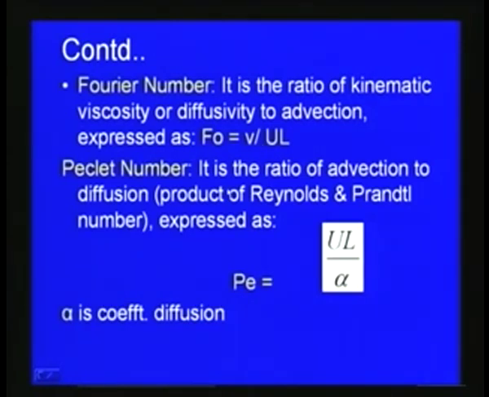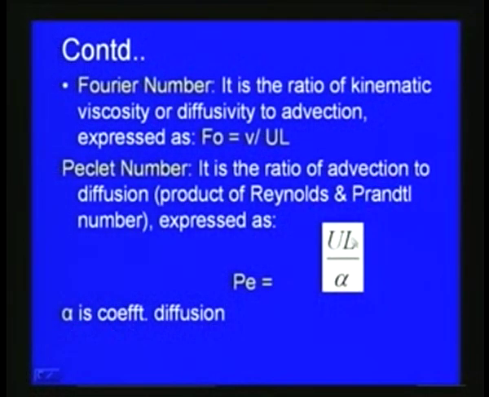And then another important number is called the Peclet number. The Peclet number deals with cases where advection is also important. It is the ratio of advection to diffusion effect, and is actually the product of the Reynolds and Prandtl numbers. The Peclet number is defined as Pe is equal to UL by alpha, where U is the velocity, L is the characteristic length, and alpha is the coefficient of diffusion. This number is very important, especially when we do numerical modeling, wherever there is a transport equation, for transport of various particles or contaminants or concentration.